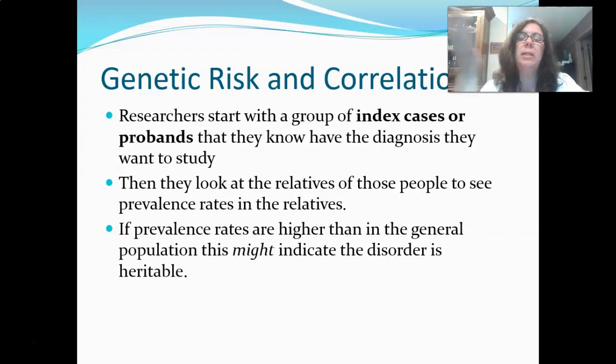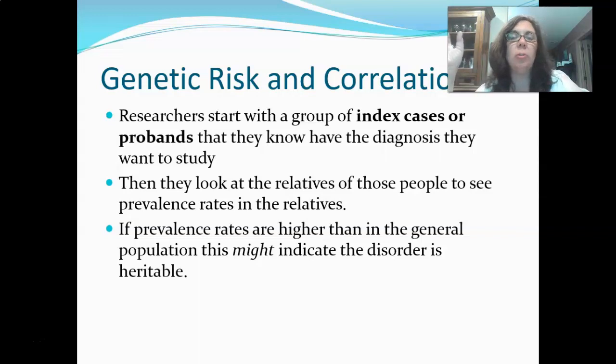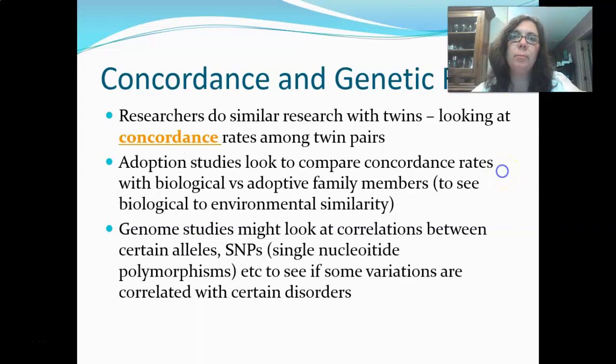So if there's a 16% prevalence rate, as we saw in that chart a few moments ago, in the general population, and then you take a group of depressed people and look at their relatives, and it turns out major depression was occurring at a 30% rate in their relatives, that would be an indication that perhaps there was a genetic risk because it was occurring at higher rates in people that shared their genes.